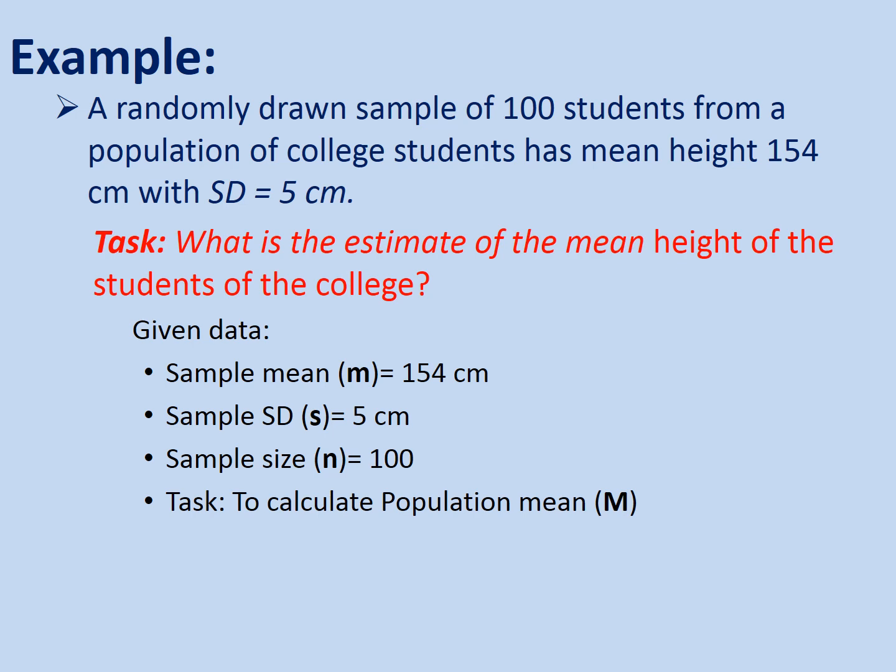That is a simple task. In the first situation, they gave the mean height of the 1000 students, and they asked whether the particular sample of 100 students you selected belongs to that population of 1000 students or not. That was the first task. Here the task is different. Here they ask us to estimate the average height of all college students with the help of this sample. So let's see how to estimate the mean height of all college students.